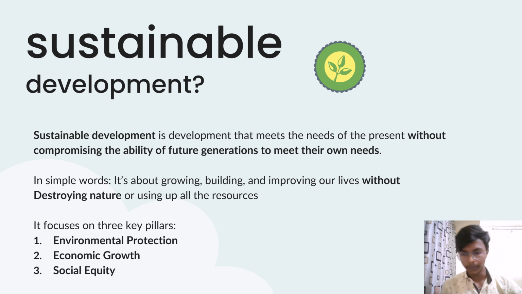And there comes what is sustainable development. Okay, guys, what is sustainable development? Sustainable development means meeting the needs of the present without compromising the ability of future generations to meet their own needs. In simple words, it's about growing, building, and improving our lives without destroying nature or using up all the resources. It focuses on three main pillars: environmental protection, economic growth, and social equity. And these are the three most important key pillars of sustainable development. What's next?